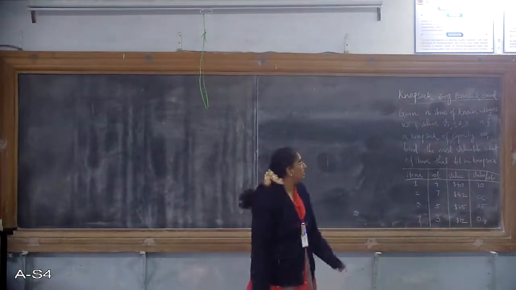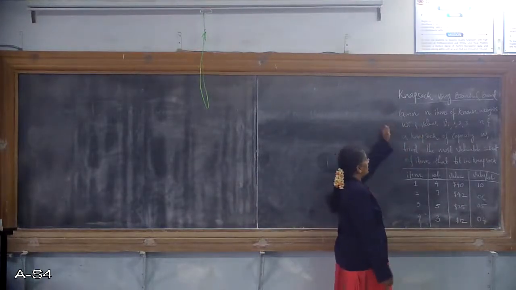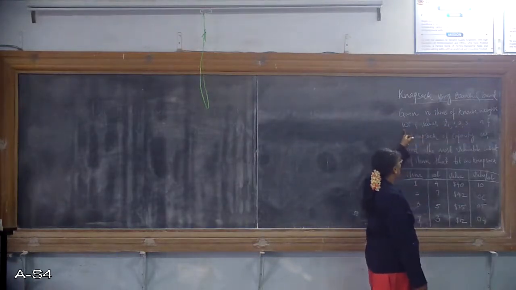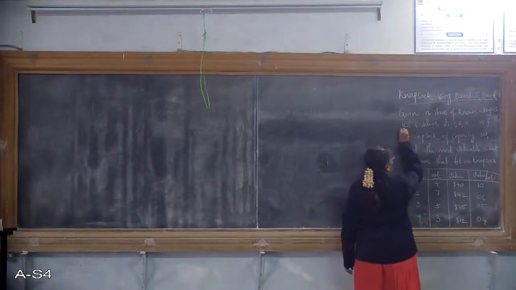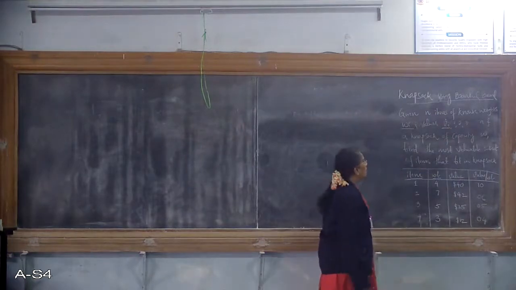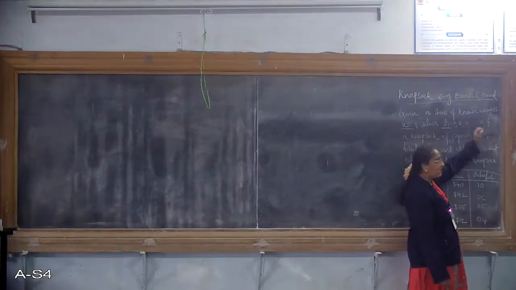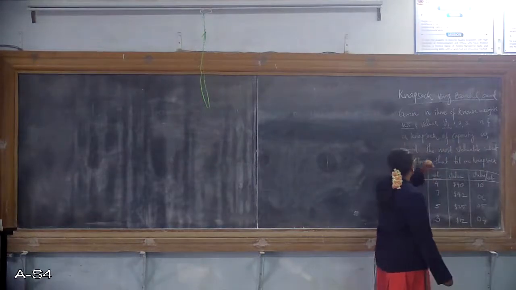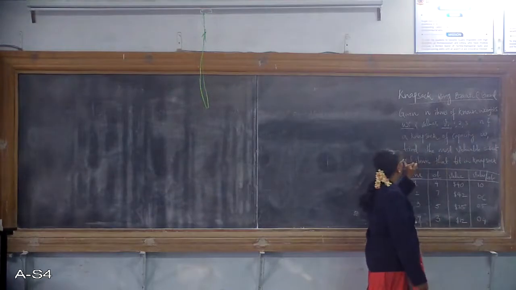Today we will study the knapsack problem using branch and bound. What the problem says is, given n items of known weights Wi and values Vi, where i takes the values from 1 to n because there are n items, and a knapsack of capacity W, we need to find the most valuable subset of items that fit into the knapsack.